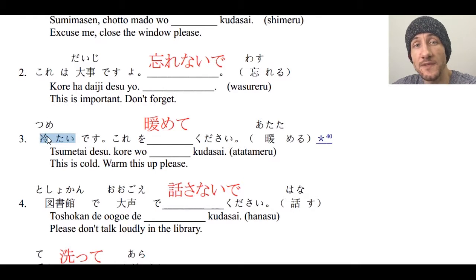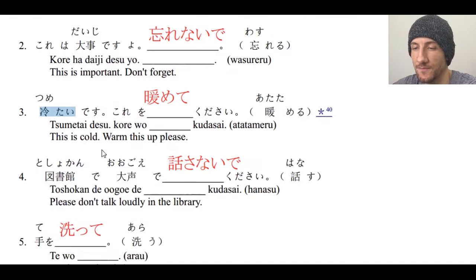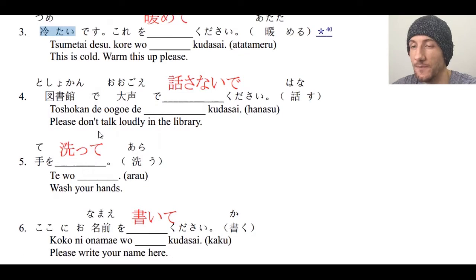冷たい is the word we use when we want to describe a thing as being cold, like ice cream or maybe water is 冷たい. But when we say 寒い, that means the weather is cold. So if you're talking about an object, you want to use 冷たい to talk about its temperature. Don't confuse it with 寒い.